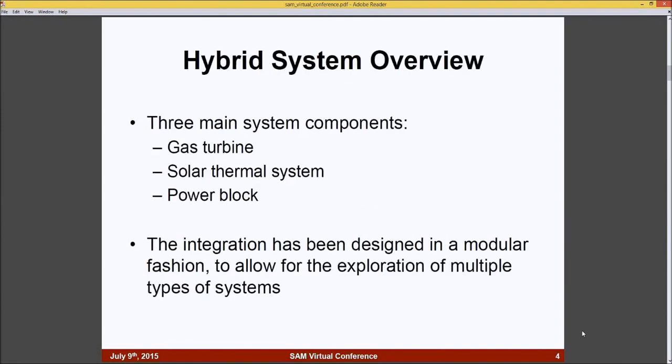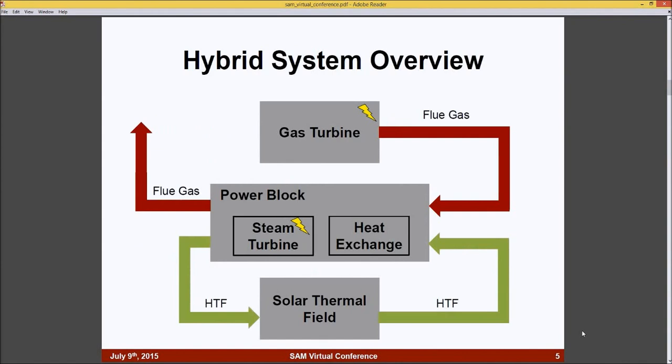So a quick overview of the hybrid systems. There are three main system components, as you might imagine. There's the gas turbine, there's the solar thermal system, and there's the power block. And I'll detail them in a little bit moving forward. But what's important here is the integration has been designed inside our code in a modular fashion so that we can take different types of solar thermal facilities or different types of gas turbines and easily put them into our existing model.